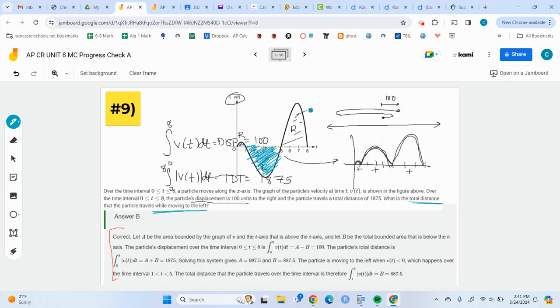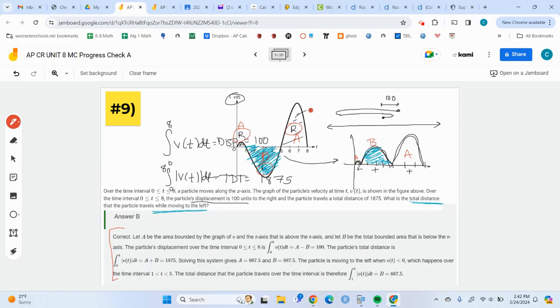So anyway, I want to know what this shaded area is, basically the area under the x-axis. I'm going to do it the way that College Board suggested, with a system of equations to solve for the unknowns, because I have two unknowns here: how far I moved to the right and how far I moved to the left. I'm going to call how far I moved to the right A, and how far I moved to the left B.